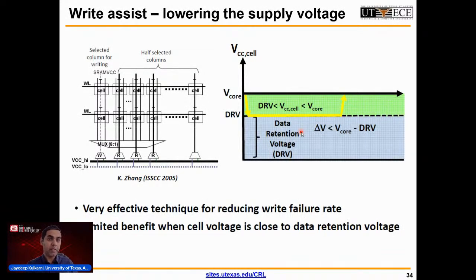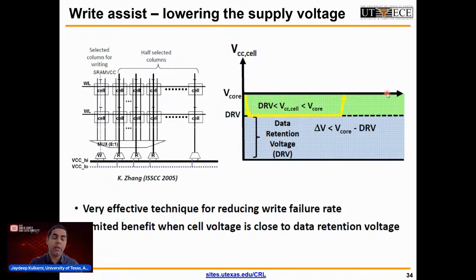So there are various design demonstrations where in every column there were two supplies that were routed, and depending on whether it's a read operation or the write operation, one of the two supplies is chosen using some mux, like a supply mux. And during the write operation, the voltage of that column was intentionally lowered all the way to the data retention voltage, DRV. And then when the write operation, that word line, is terminated, the voltage is brought back up to the nominal levels.